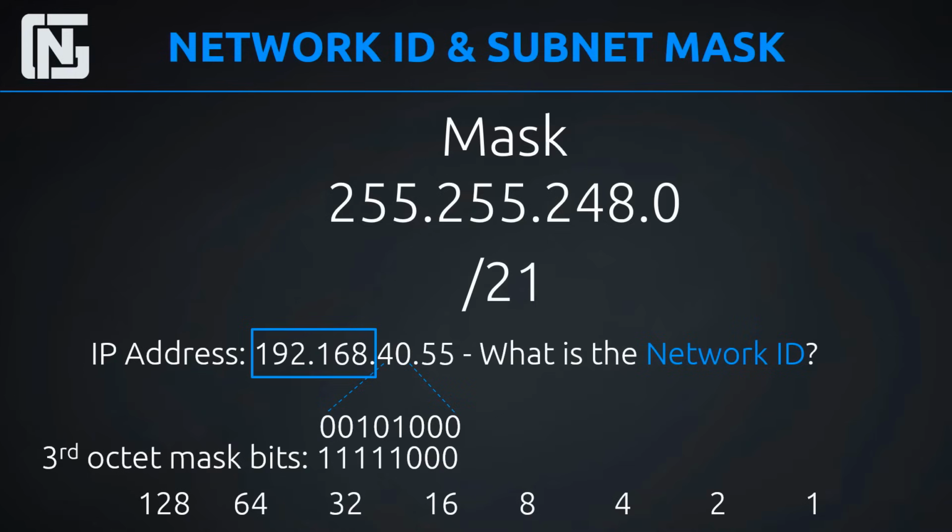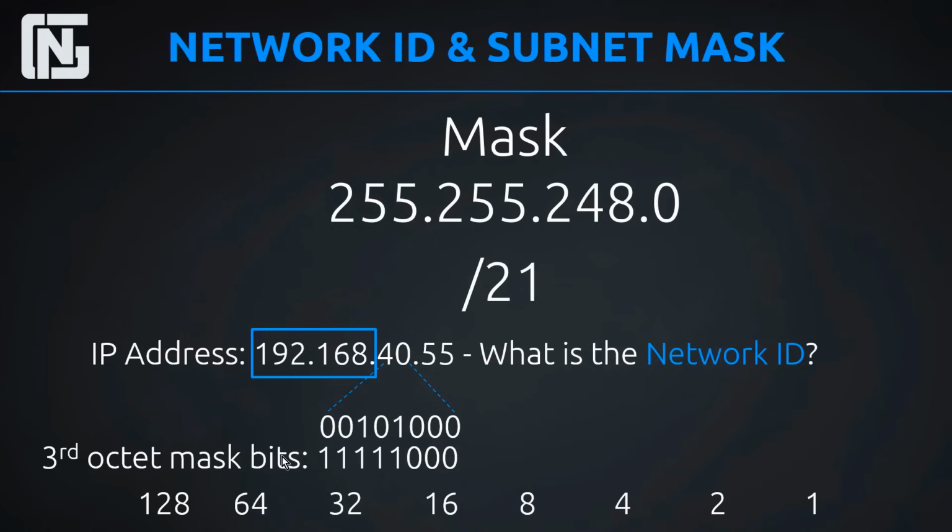All right, so here we are. We're looking at the 3rd octet, and the mask bits for 248 are 11111000. And how did we calculate that? We said 128 plus 64 plus 32 plus 16 plus 8 added up to 248. So that's how we knew it was 11111, and the rest of them were zeros.